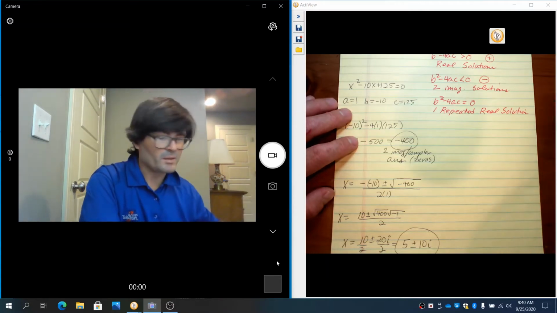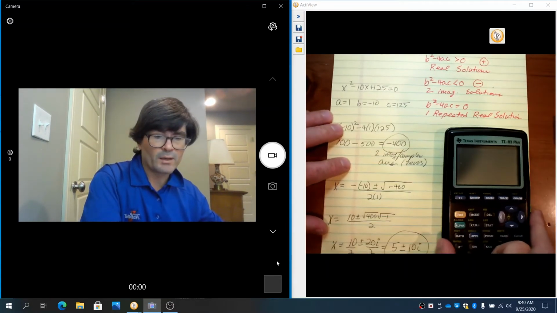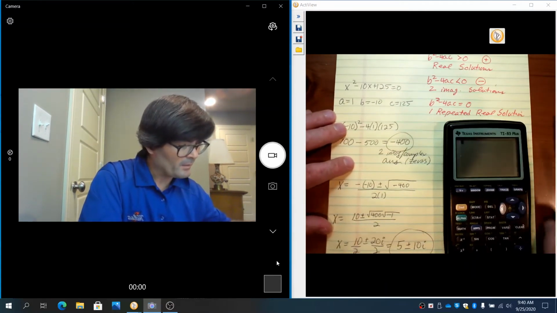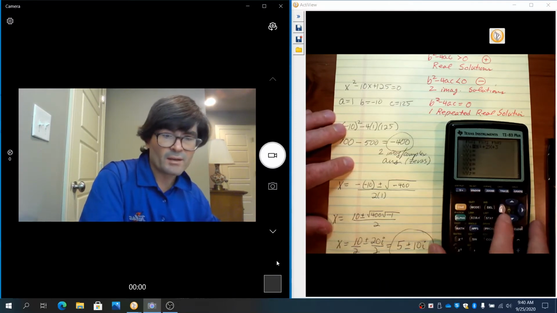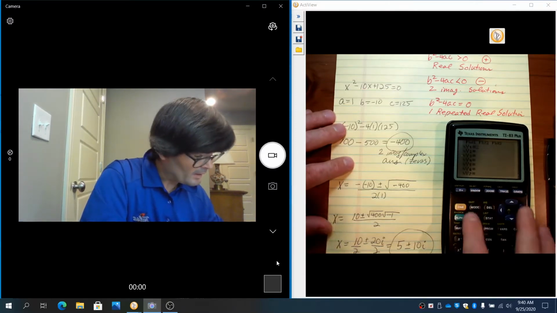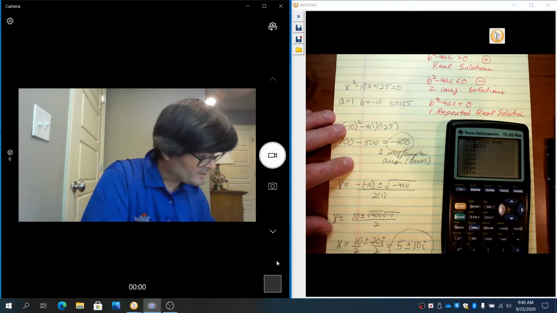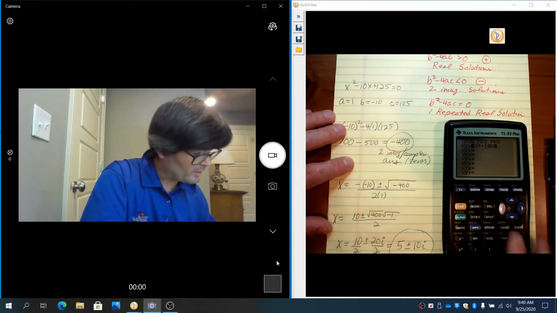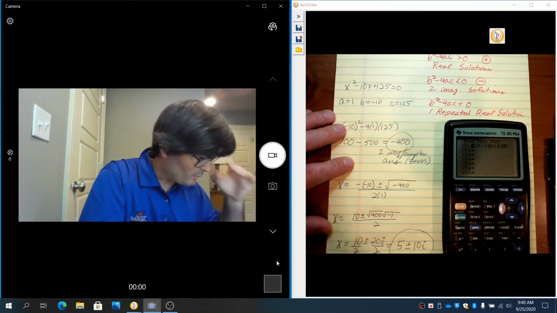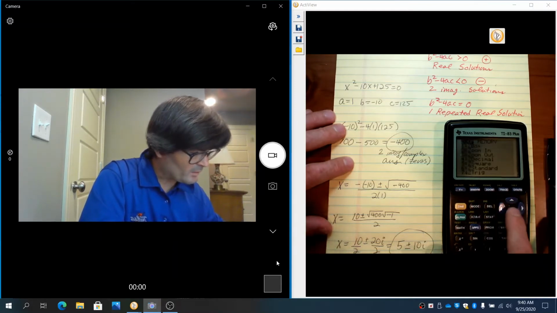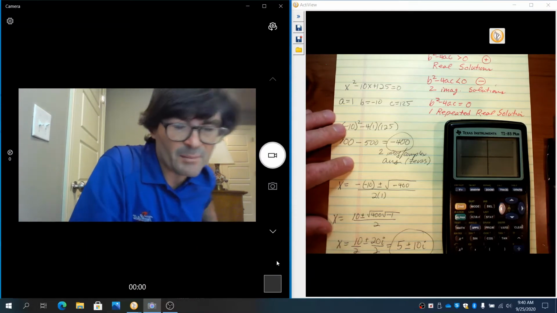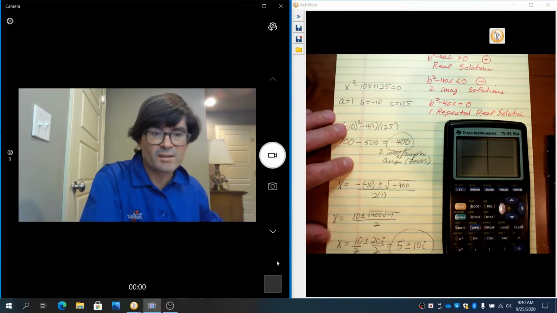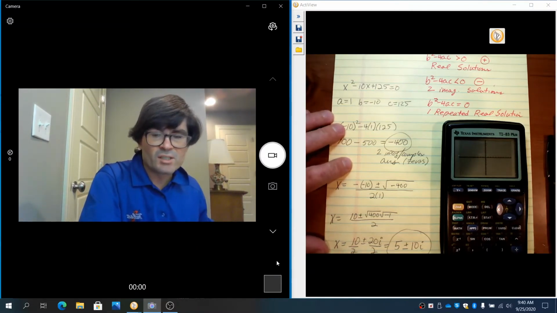If we were to just put this on the graphing calculator real quick and take a look at it, I'm going to push y equals and clear out whatever's in there. X squared minus 10x, plus 125. And once I graph this in the regular window, I'm probably not going to see much because the window needs to be adjusted.